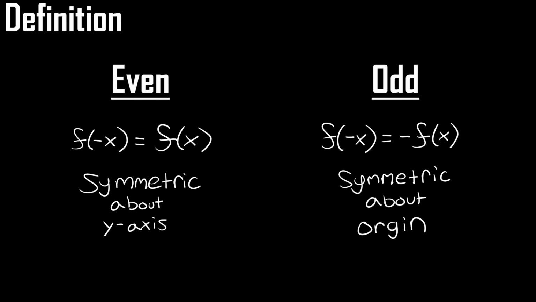An example of an even function would be f of x equals x squared, and an example of an odd function would be f of x equals x cubed.